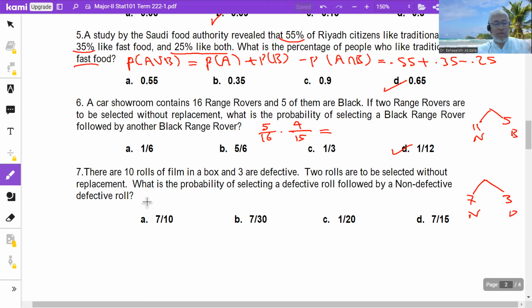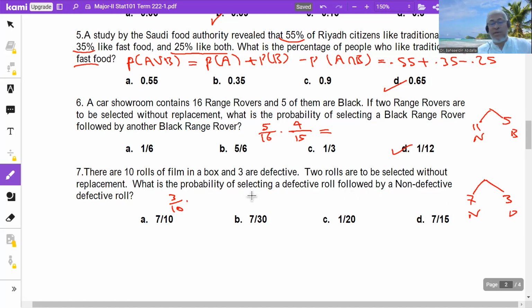Without replacement. We will not give a similar question to 6. What is the probability of selecting a defective roll? Defective, how many defectives are there? 3/10. Followed by, so times a non-defective roll.